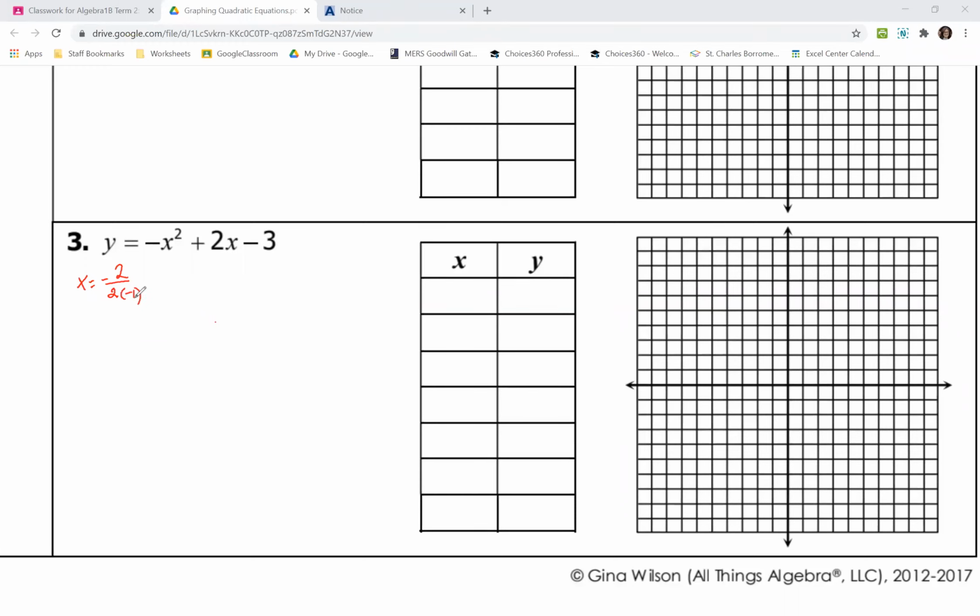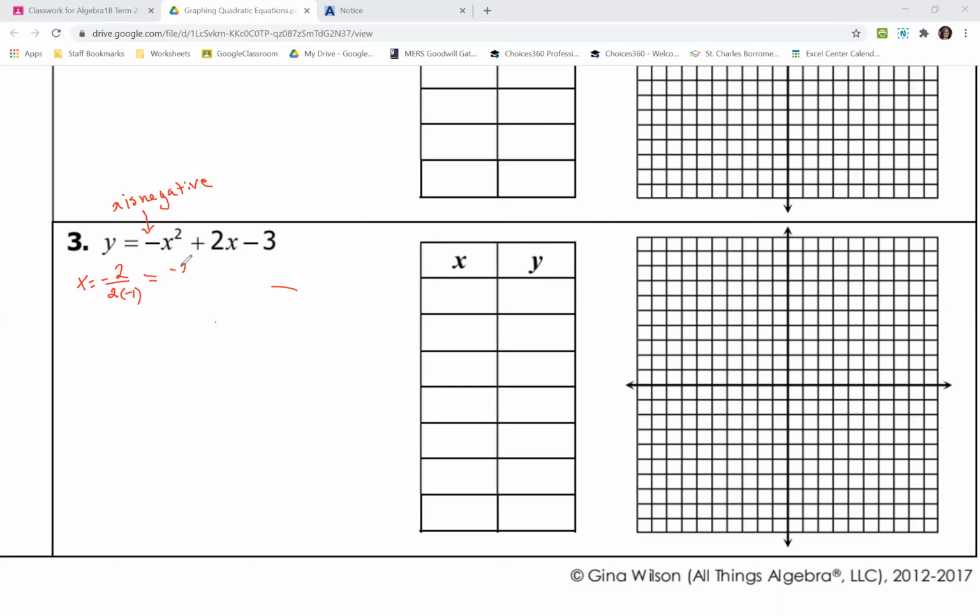So one thing I want to note, guys, is so far our A's have been positive, right? We had a positive 1 and we had a positive 1. This time our A is negative, okay? Our A is negative. Let's see what that does to my graph. What is having a negative A do to my graph, okay? So let's graph it and then we'll come back to that, okay?